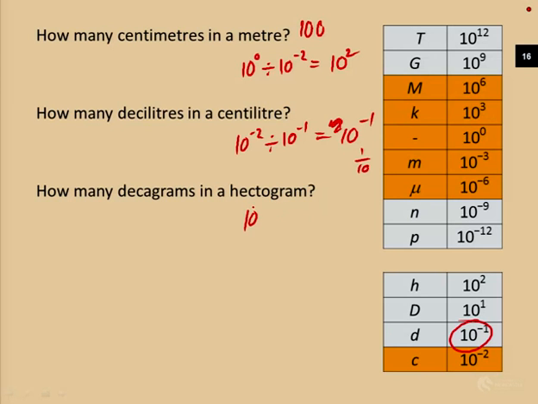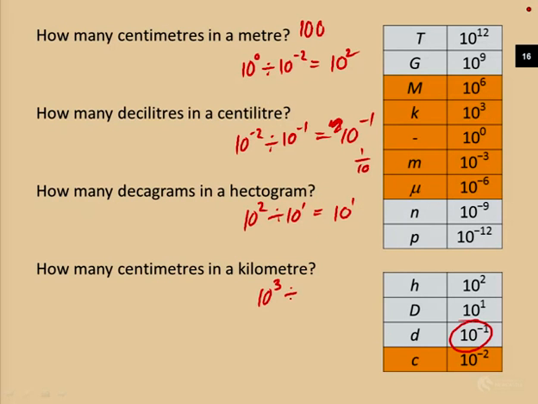Deca in a hecto. Well, hecto was 10 to the 2. And deca was the lower one, 10 to the 1. 2 minus 1. It's just 10 to the 1, or 10. And centi in a kilo. Kilo was 10 to the 3. Centi was 10 to the minus 2. So what's my final answer? 5. 3 minus minus 2, 5.